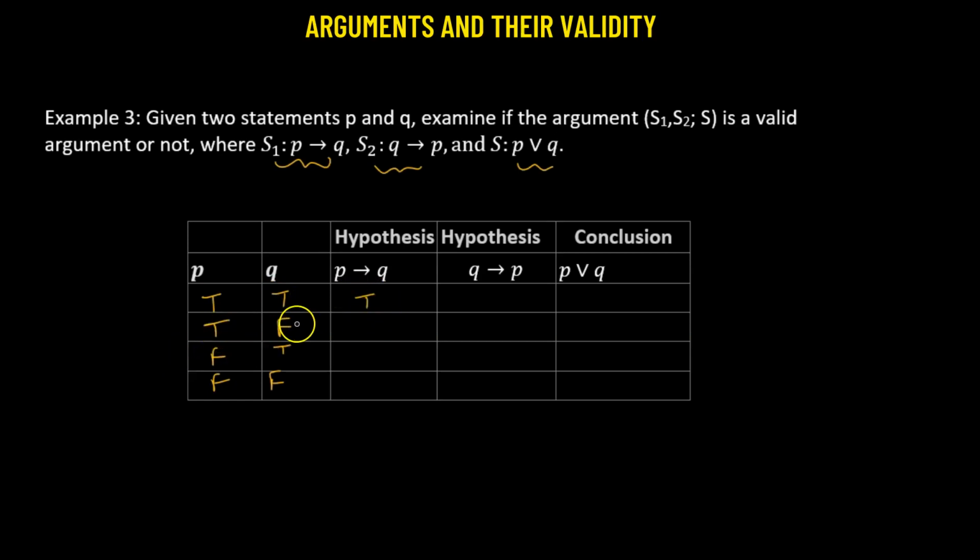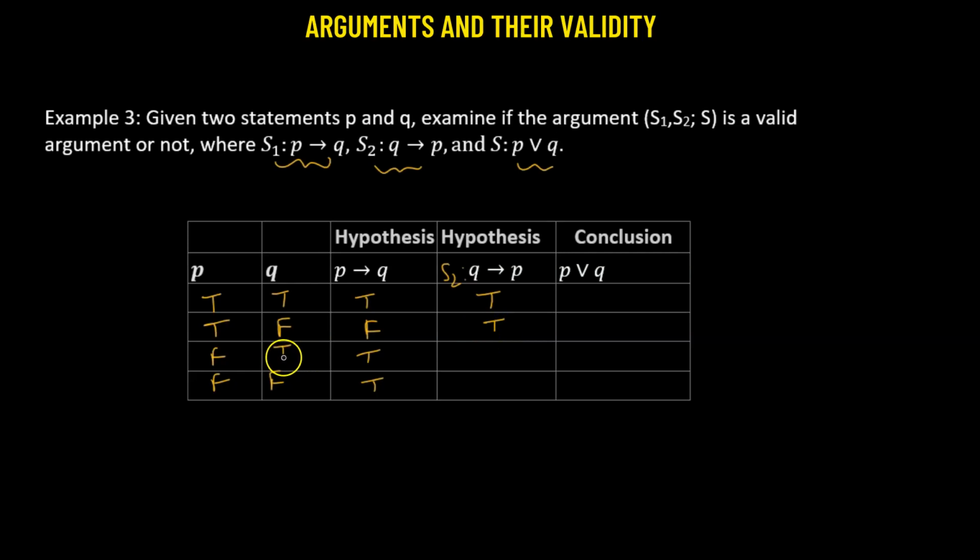If P is true, but Q is false, this is going to give us a false truth value. If P is false, but Q is true, this will be true. If P is false, then Q is false. So this is a true truth value. Let's list out the truth values of the second hypothesis. If Q, then P. So we have if true, then true. So this is a true statement. If false, then true. So this is a true statement.